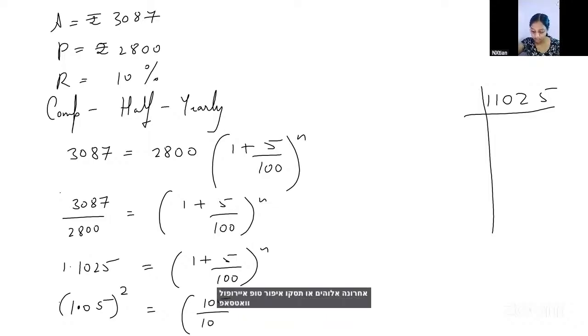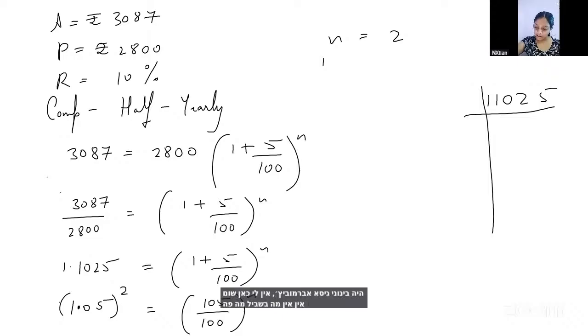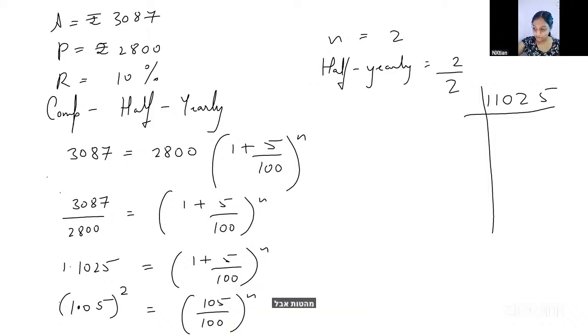Ma'am, I understand now how it's 1. Yes, Abraham. Can you give me a sum for me to solve? Abraham, your homework is 9.5. Exercise 9.5 has 5 questions. One I give you right now, this one. The remaining 4 questions you do. So what happens now is that n becomes 2, and half yearly becomes 2 divided by 2 equal to 1, which is your answer.